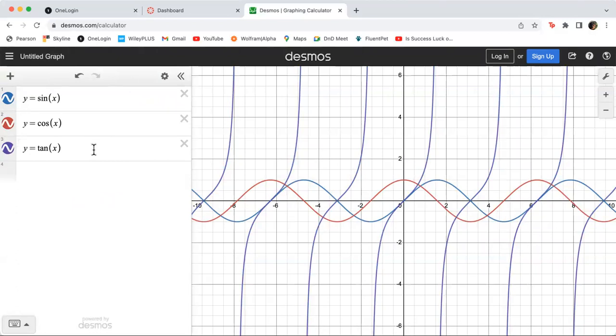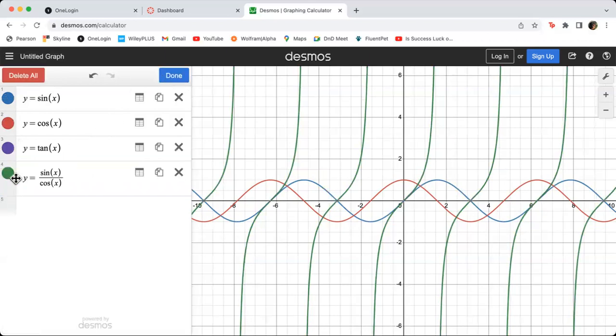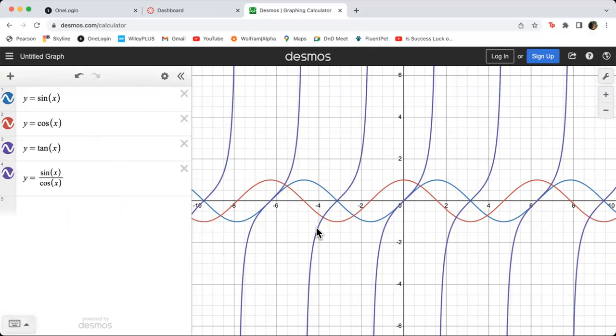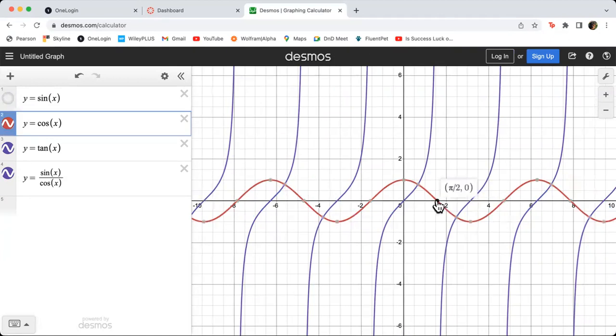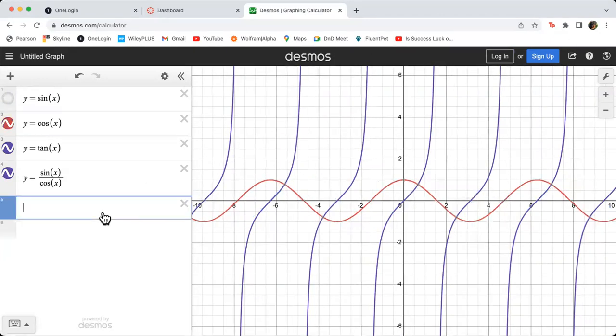So tangent is sine divided by cosine. So tangent has these vertical asymptotes when cosine, the denominator, is equal to 0. So cosine is the red graph. So when the red graph is getting close to 0, or is equaling 0, like here at pi over 2, that's when we have a vertical asymptote on tangent.